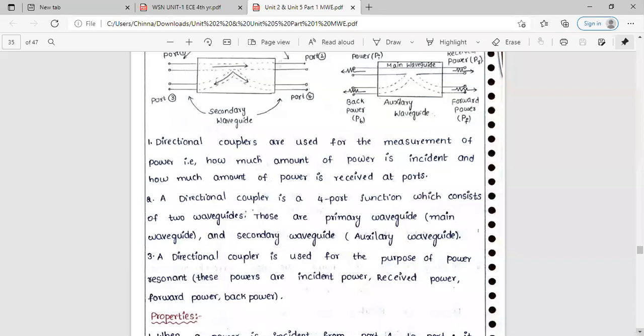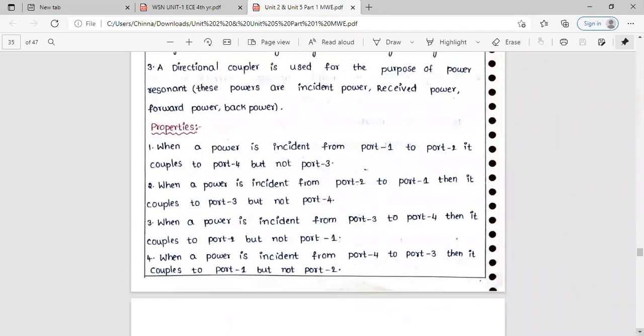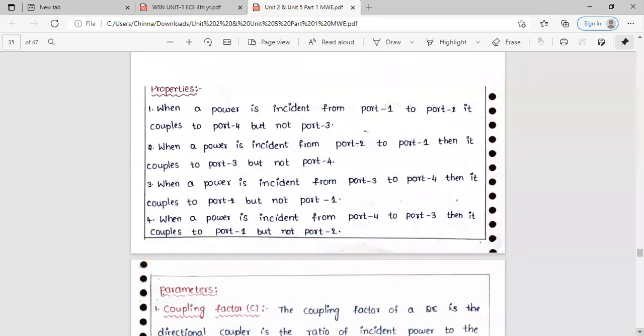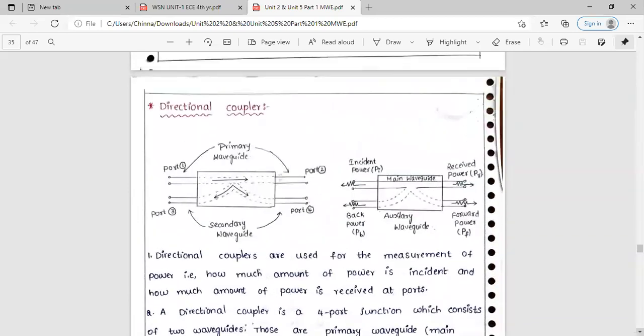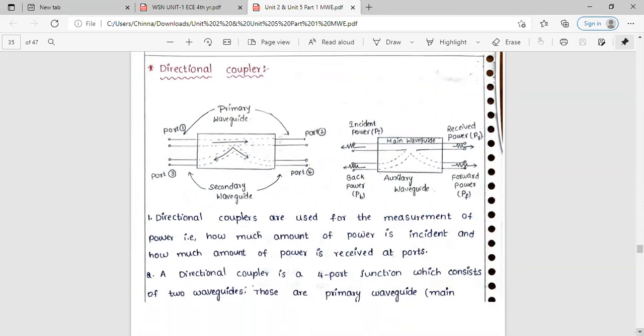Coming to the properties of the directional coupler, here you can see the properties. When the power is incident at port 1, it is transmitted to port 2 and coupled to port 4, but not to port 3. So whenever you give port 1 as input, it will be transmitted to port 2 and coupled with port 4. The forwarded power will be obtained across port 2 and is not obtained at port 3, which is closed.